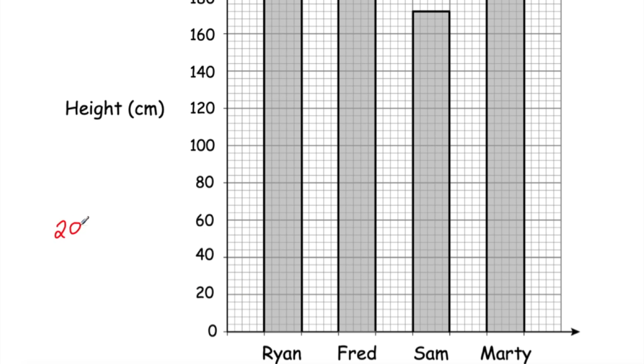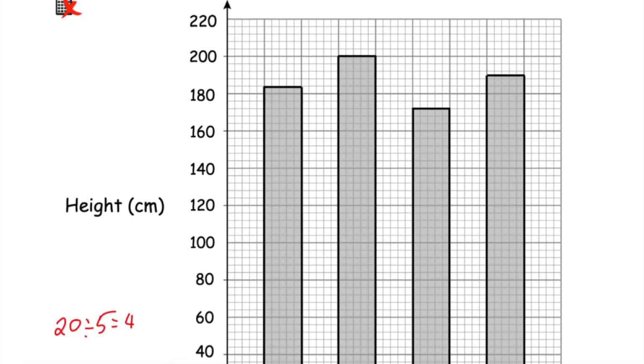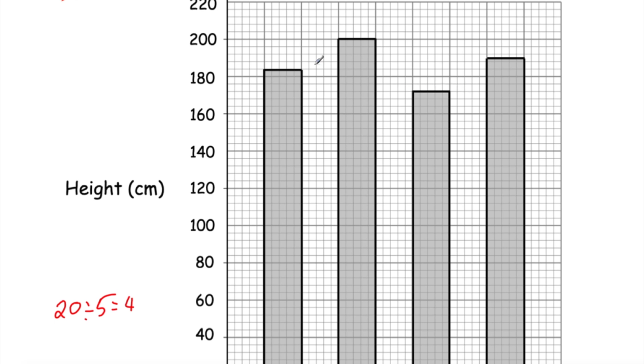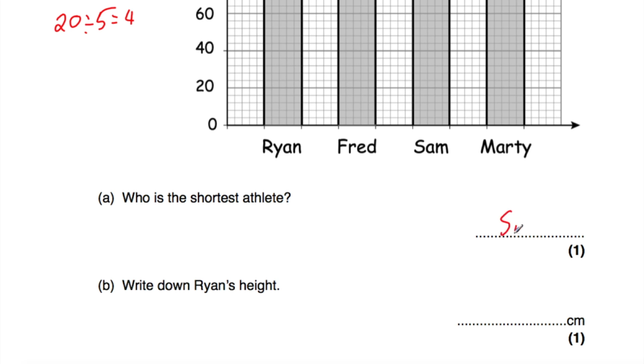So if we do 20 divided by 5, that's equal to 4. So each one of these little lines has gone up in 4. So 4, 8, 12, 16, 20, 24, 28, 32, 36, 40, and so on. And part A says, who's the shortest athlete? So let's have a look and see which bar is the lowest one, the shortest one. As you can see here, this bar is a bit shorter than the others, so this is the shortest athlete. And if we go down, that's Sam. So Sam is the shortest athlete.